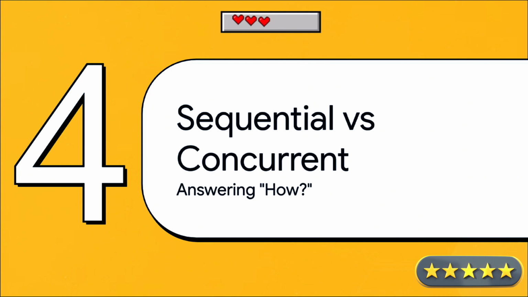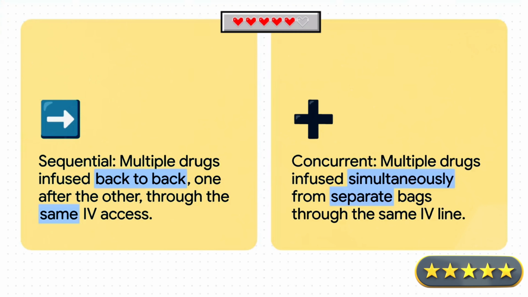Okay, so after you've answered why, the next step is usually pretty easy, figuring out what substance was given. But the real complexity, the part where a lot of coders get tangled up, comes from our third question: how was it given? This is where we have to really understand 2 key terms, sequential and concurrent. The difference seems subtle, but it's critical. Sequential is just what it sounds like. You're infusing drugs one after the other, back to back, through the same IV line. Concurrent, on the other hand, means multiple drugs are flowing at the exact same time, from different bags, but into that same IV line. Getting this right is absolutely crucial for picking the correct add-on codes.